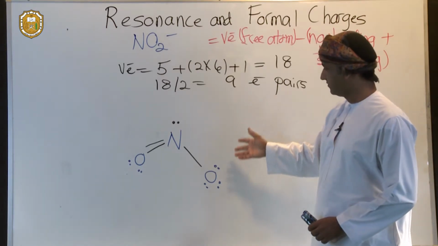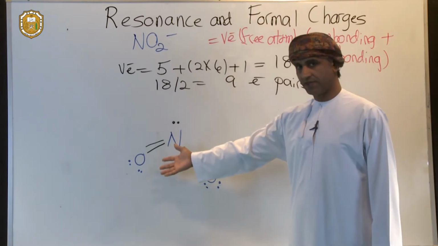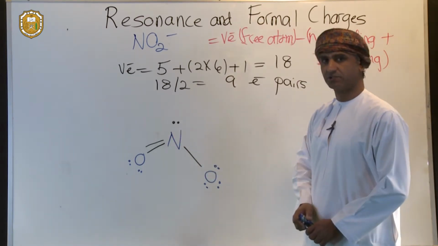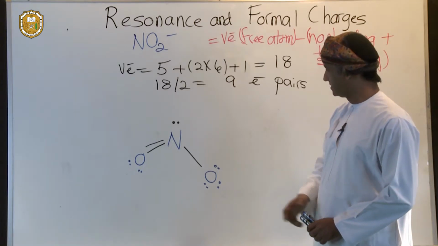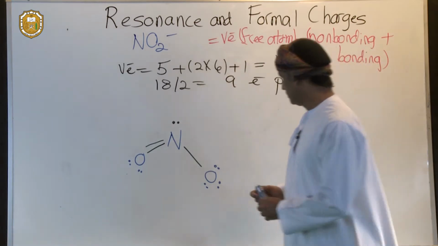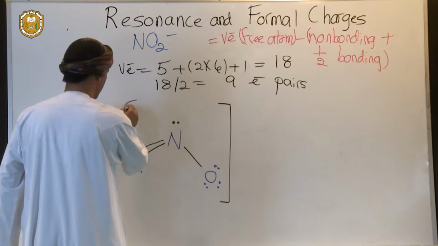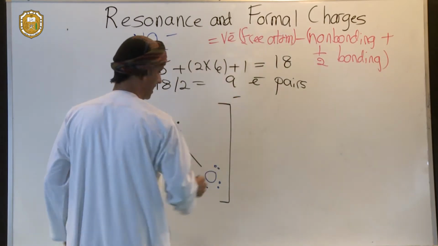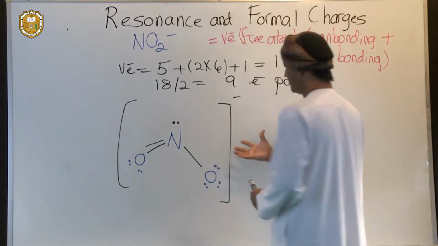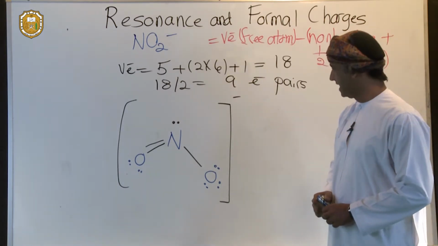If you check the number of electron pairs, you will find it's actually 4 here, 4 there, that's 8, plus 1 lone pair on nitrogen, that is 9. So this is a possible Lewis structure, therefore, for the nitrite ion. What we need to do next is draw this in between square brackets. So something like that would be an acceptable Lewis structure for the nitrite ion.